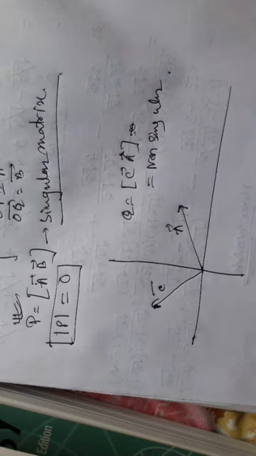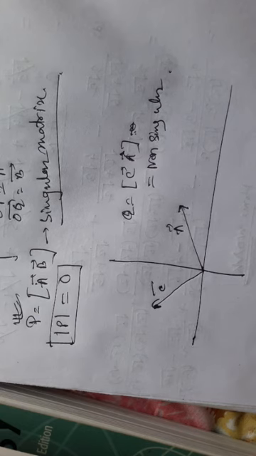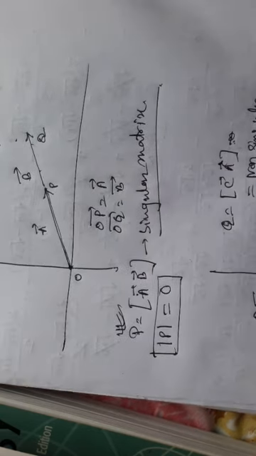This is the geometrical concept of the matrix or rank of the matrix. So when the rank of the matrix is less than the order of the matrix, then the vectors of the matrix must be collinear.